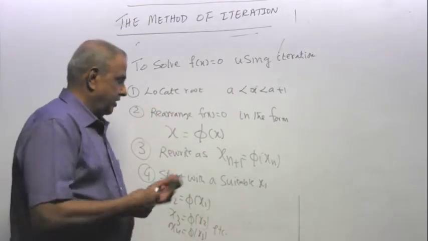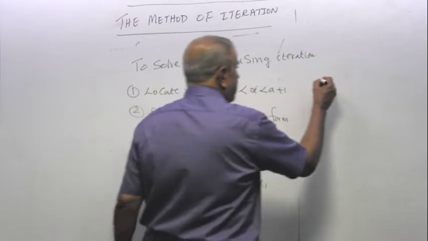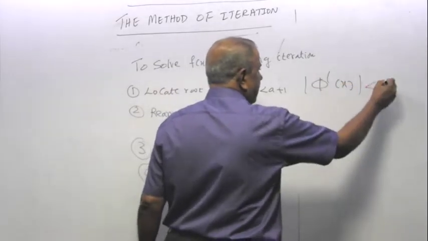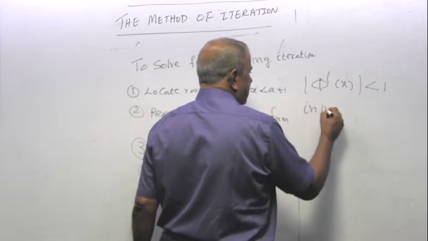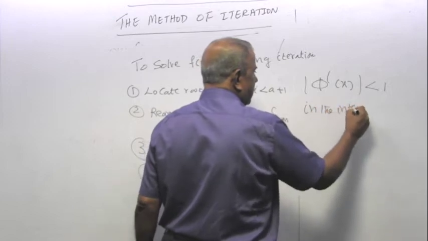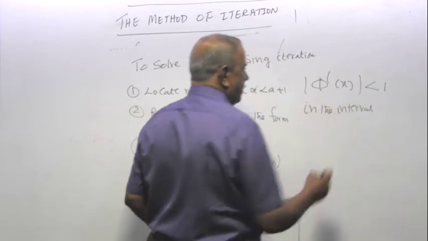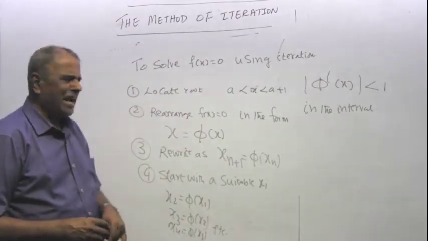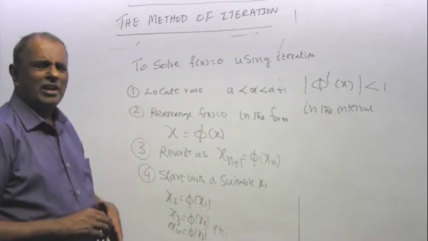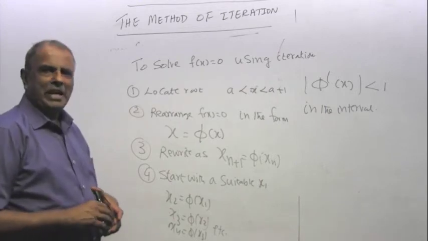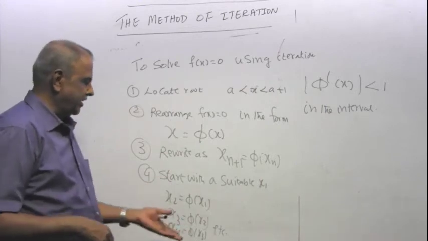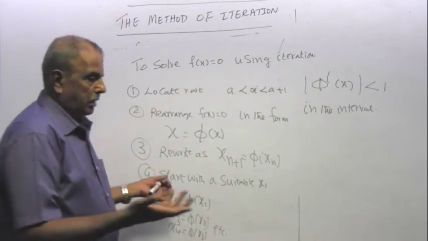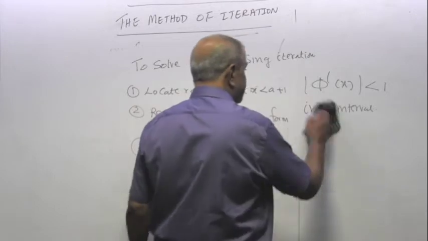Then what you do is, you remember this phi? The modulus of phi dash of x must be less than 1 in the interval. That's the condition for convergence. But you don't have to know it. I don't think it is necessary. I haven't taught it in edXL at all, even though I did mention every time I taught edXL that it wasn't necessary. But then, sir, how will I know?